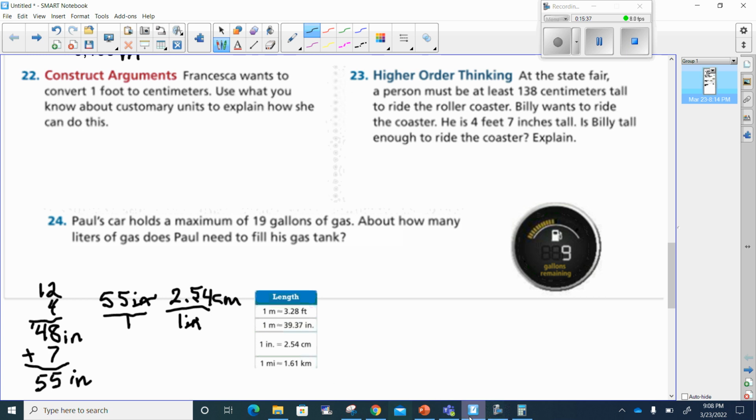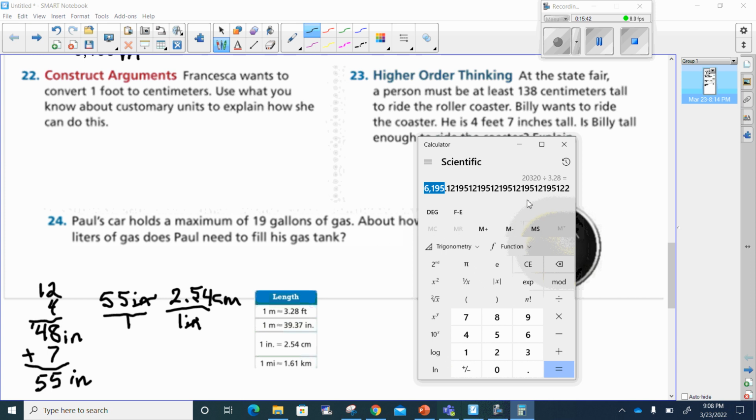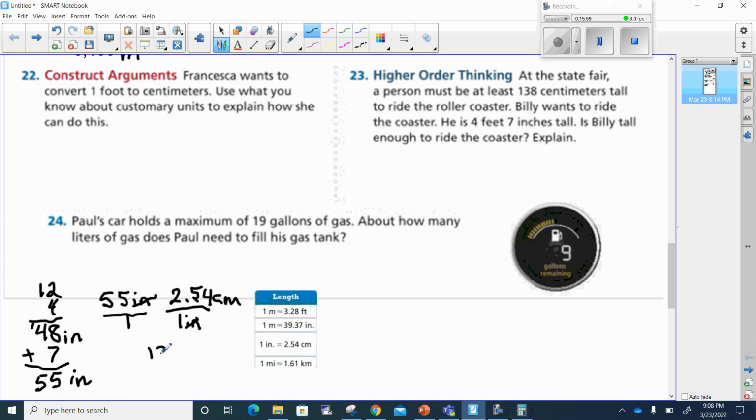So let's multiply these up. I've got 55 times 2.54. That's equal to 139.7 centimeters.